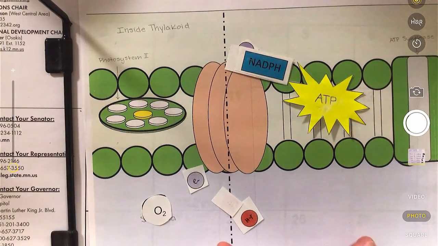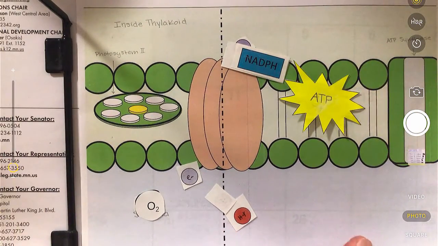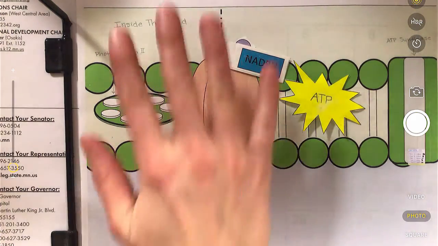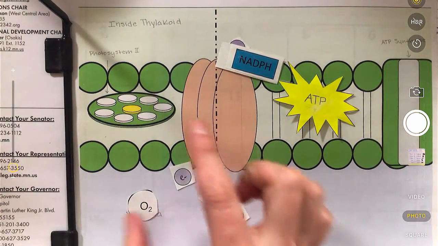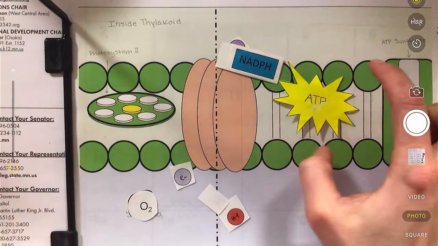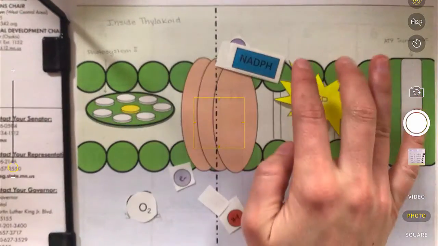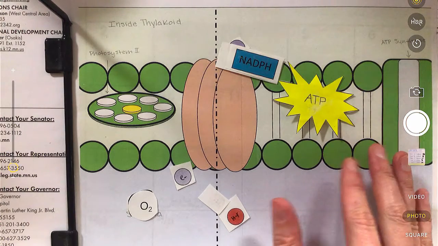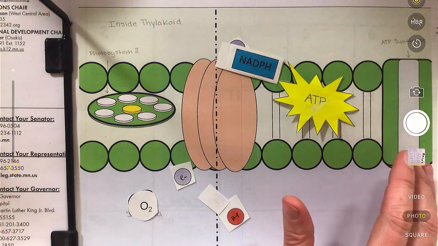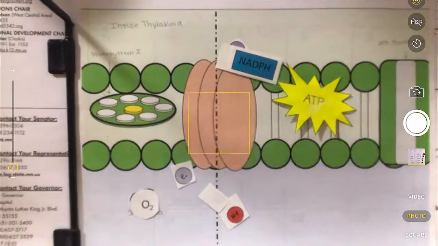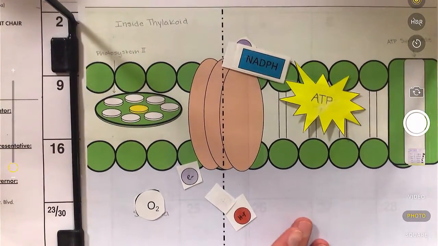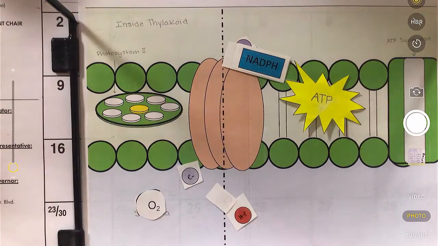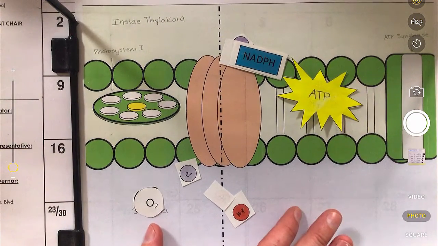So we are going to model light-independent reactions. And so here's my little placemat to give you some orientation. We are inside the chloroplast, and specifically in the thylakoid membrane. So these green circles with the lines shown across is the double membrane of a thylakoid, okay? Slide this over just a little bit more. So this is inside the thylakoid. This is the stroma of the chloroplast.